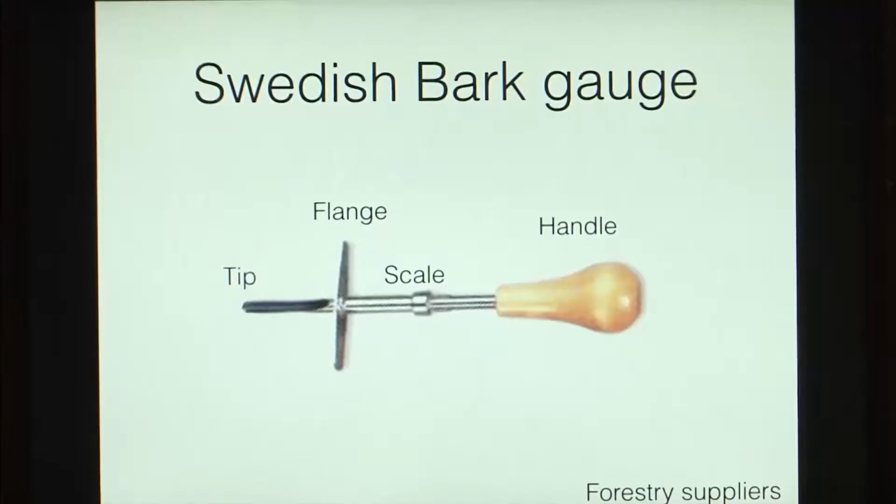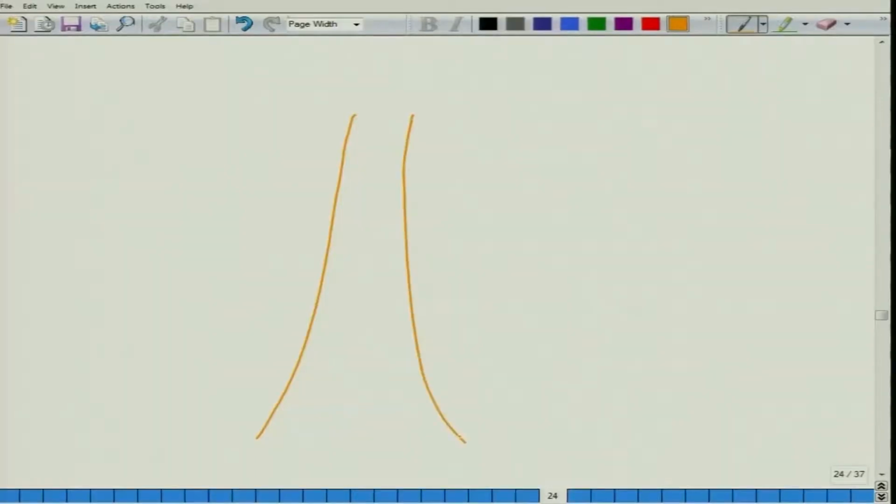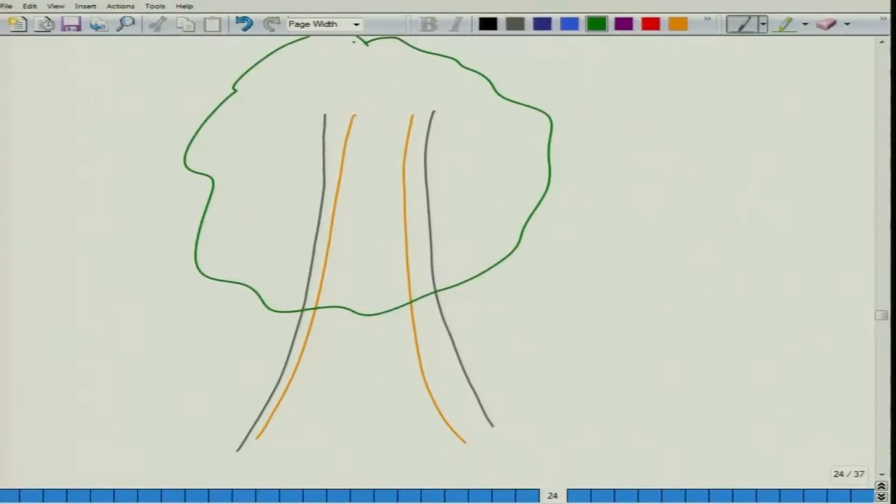So, if we have a look at the slide now, this is the Swedish bark gauge. So, this is a measure of indirect measurement. As we can see in this image, this instrument has a tip. Now, that tip is a sharp tip and it is meant to go inside the bark. It also has a flange, it has a scale and a handle. So, how do we use this instrument? So, again considering a tree with a bark, to use this instrument you will take the tip.